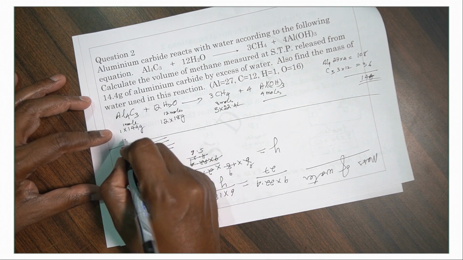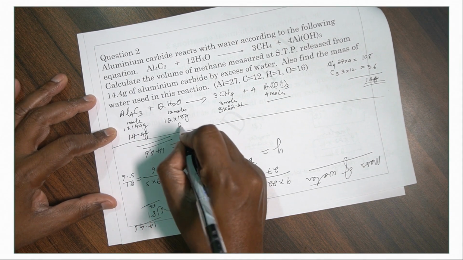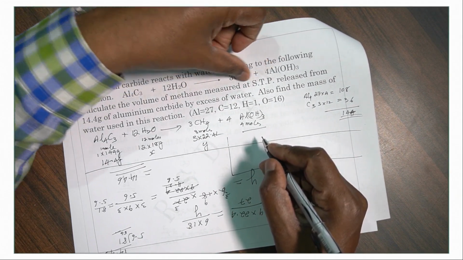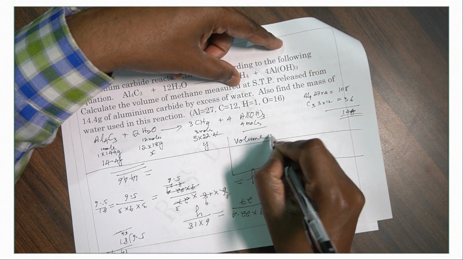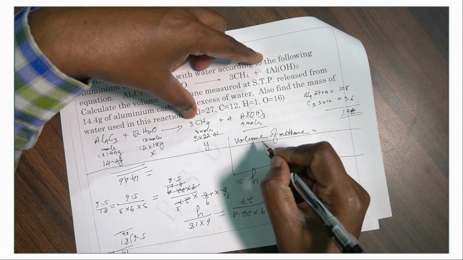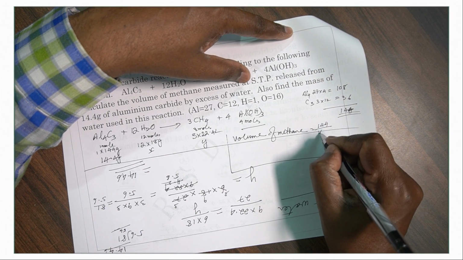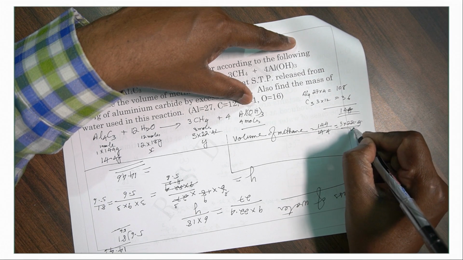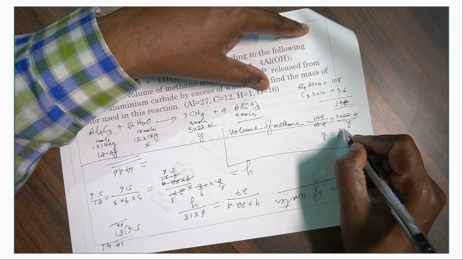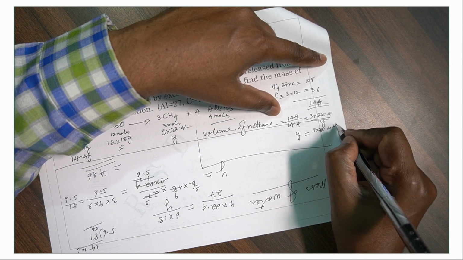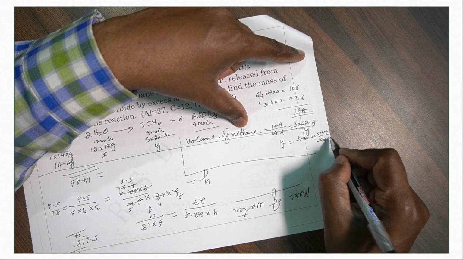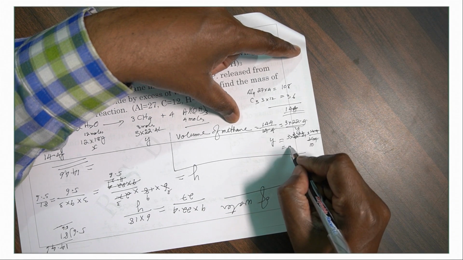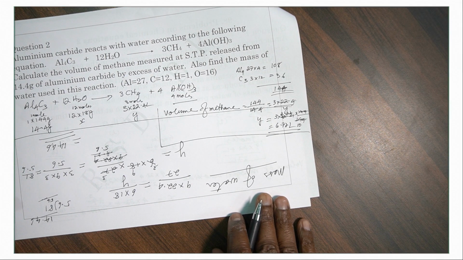So now what is given here? 14.4 grams of aluminum carbide is given. This one is X and this one is Y. Let us now calculate. Number one is volume of methane. 144 upon 14.4 is equal to 3 into 22.4 upon Y. So Y is equal to 3 into 22.4 into 14.4 upon 144. This goes 10, so this will be divided by 10, that is 2.24. So 3 into 2.24 is 6.72 liters. Answer is there, 6.72 liters.